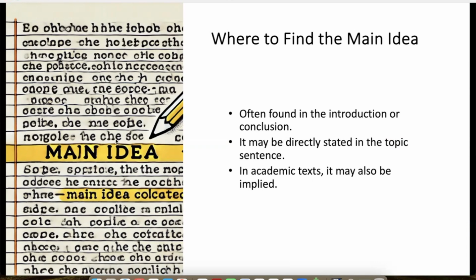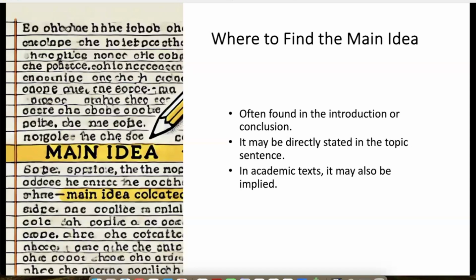So the main idea, usually we can find it in the introduction or conclusion. Basically we can just take a glance at any passage given to us, and usually main ideas can just be thrown at our minds. We can actually get a hint of it at least when we take a glance.